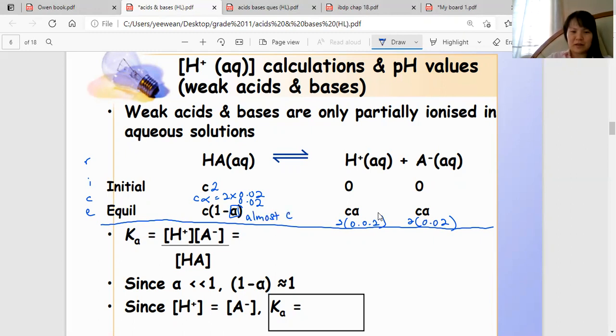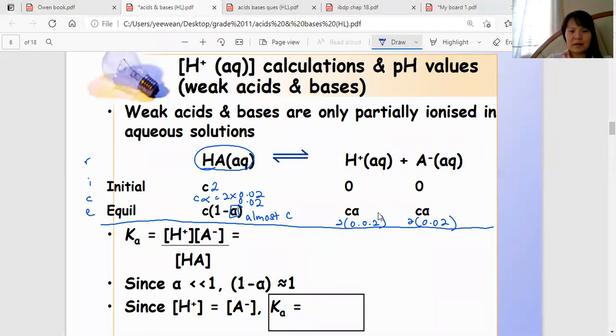Because 0.02 is a very small number. It could be even smaller, like 0.003, something like that. It's very small. So 1 minus a very small number multiply C, it's still almost C. So your final value for this is almost like the initial value. Because this is a weak acid, it dissociates very little. But you will get a value for the H plus and the A minus, which is also very small.